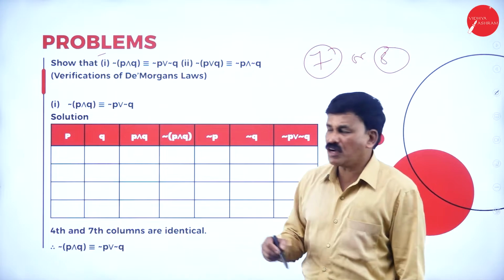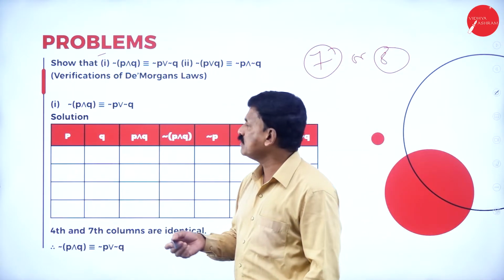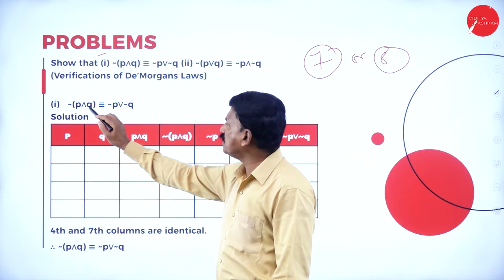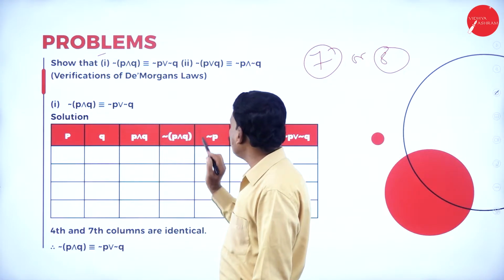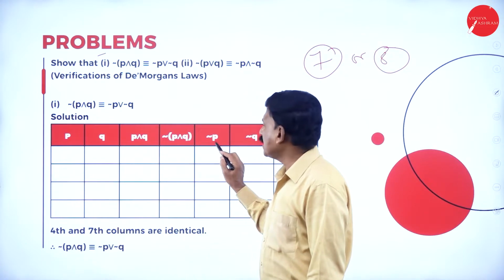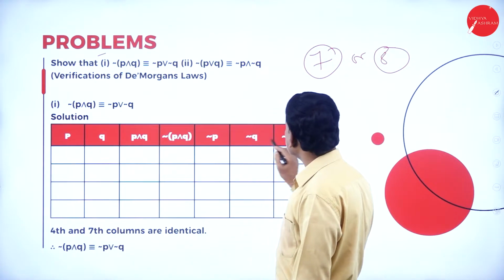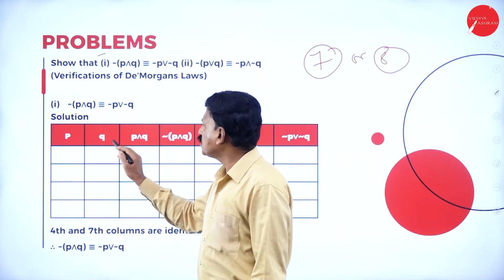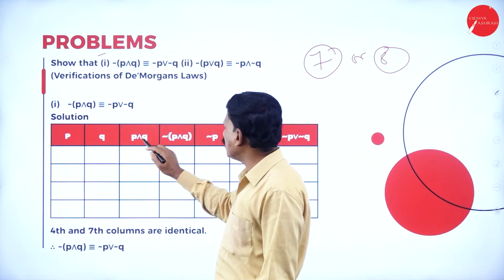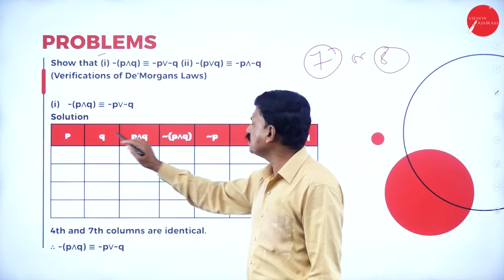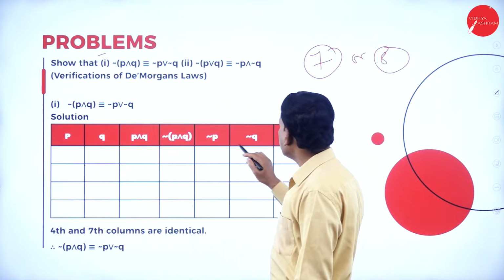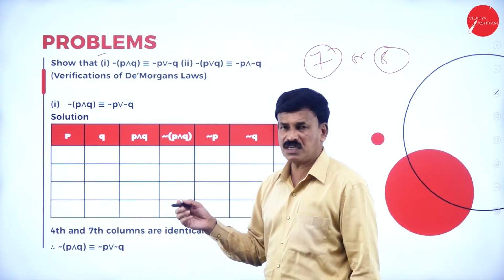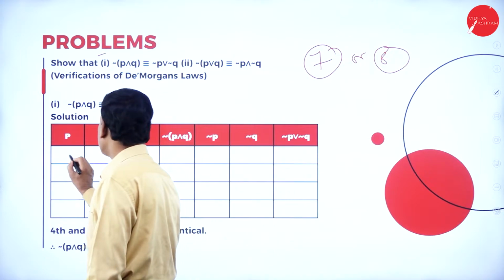Let us split the table. Now, as usual, you know how to construct the table. You are much familiar with constructing the table. Let us write P, Q, then P conjunction Q, negation of P conjunction Q, then negation P, negation Q, and the disjunction of negation P and negation Q.